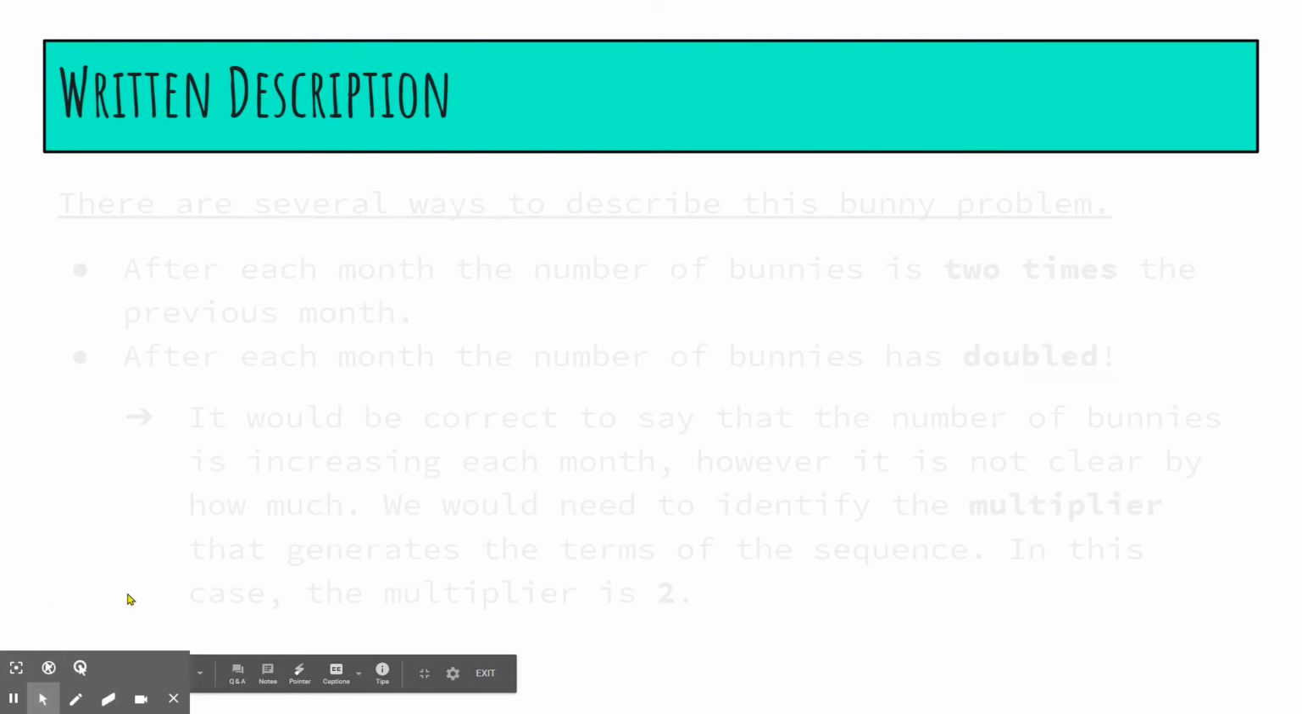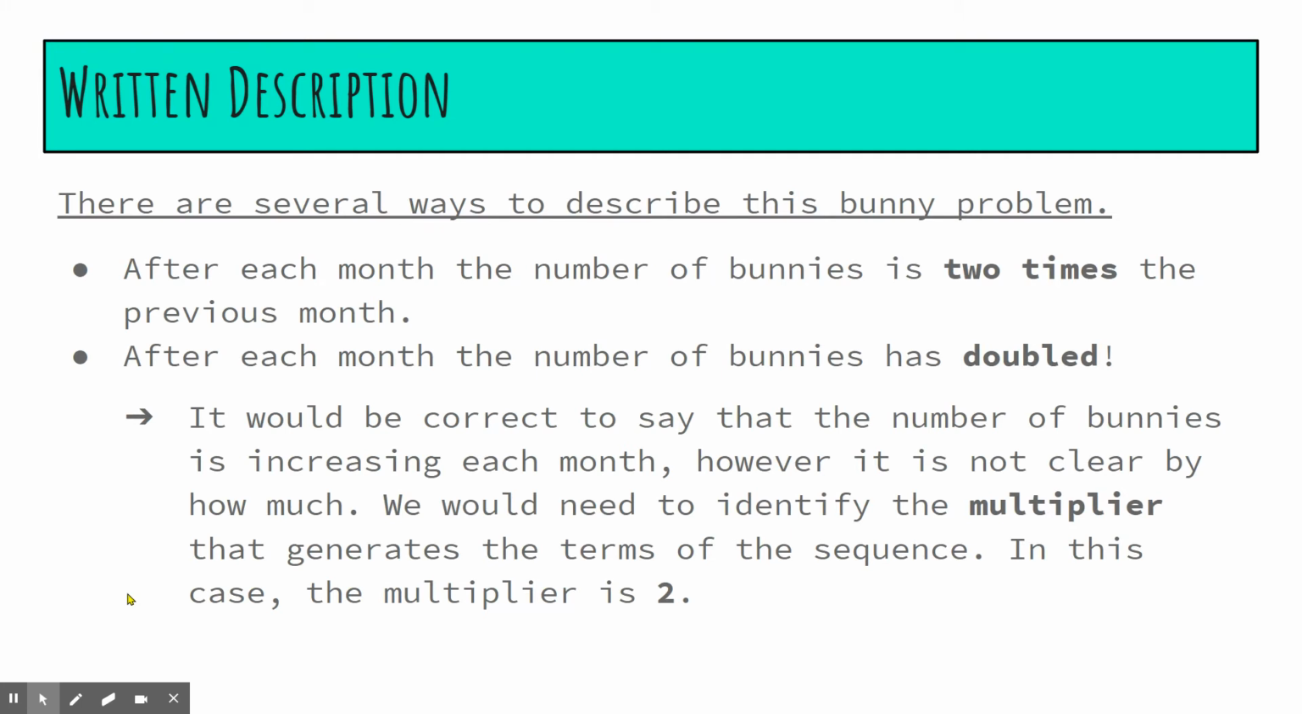Alrighty, so how do we write about this? Okay, so there's several ways to describe this bunny problem. After each month, the number of bunnies is 2 times the previous month. That's one way to explain it. After each month, the number of bunnies has doubled. I like the word doubled because it tells us something, right?